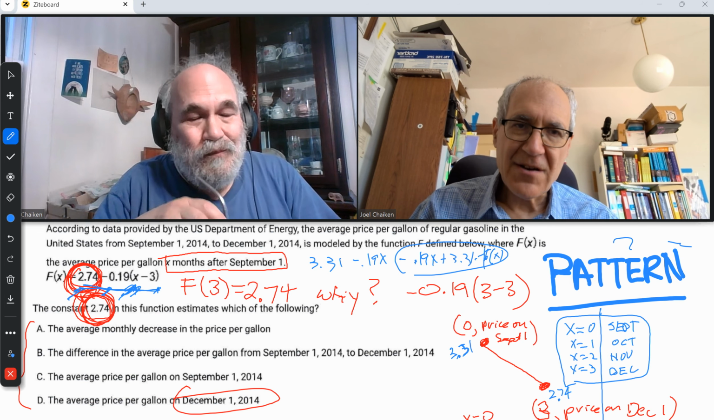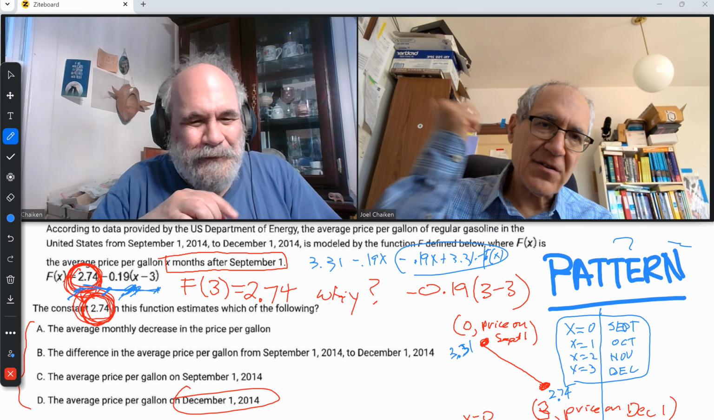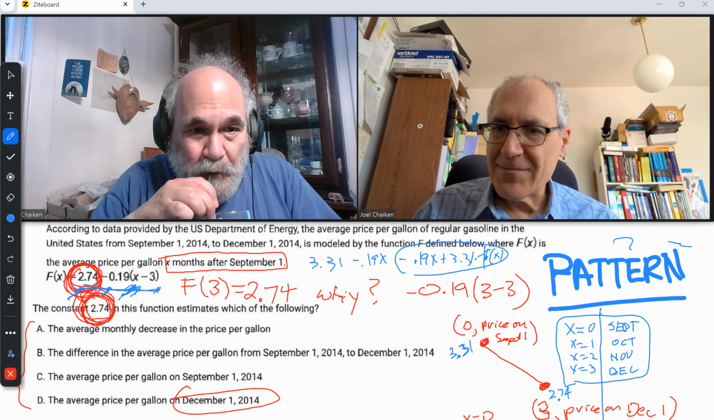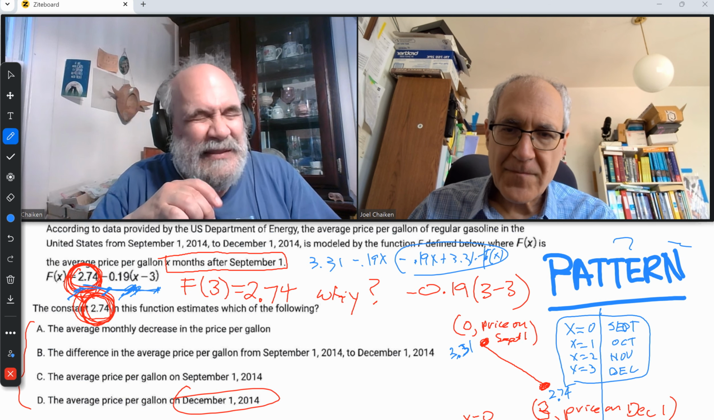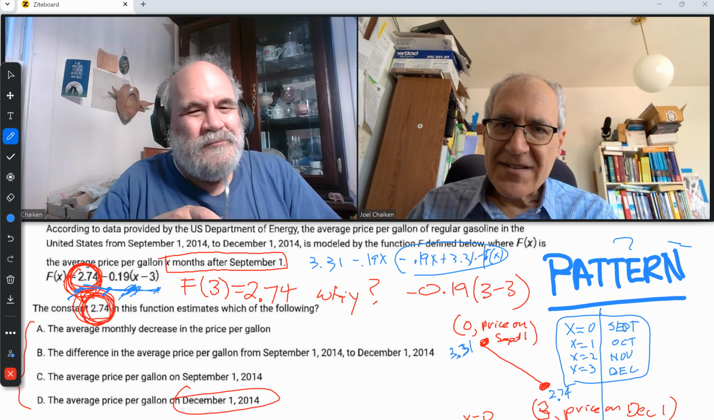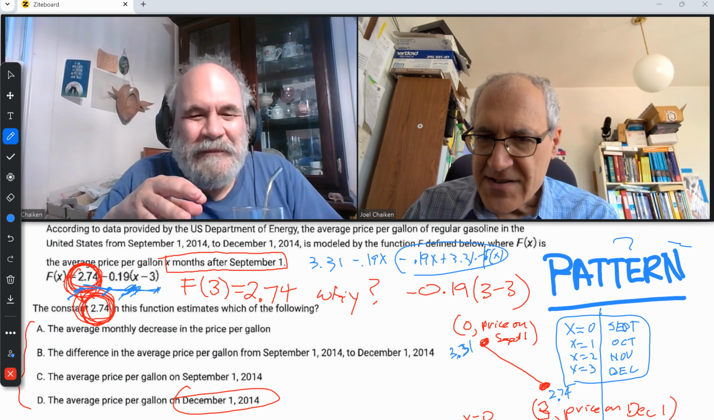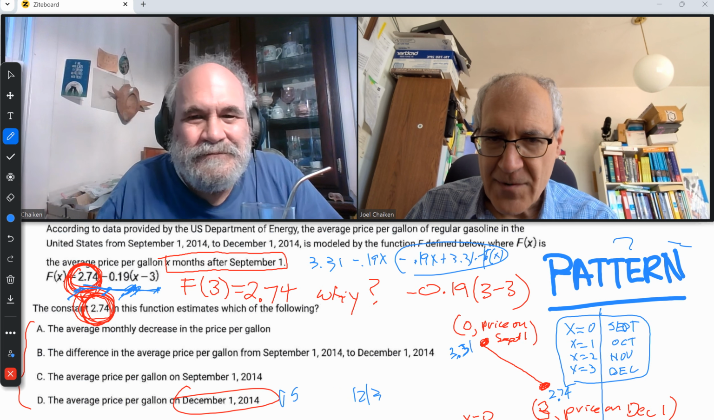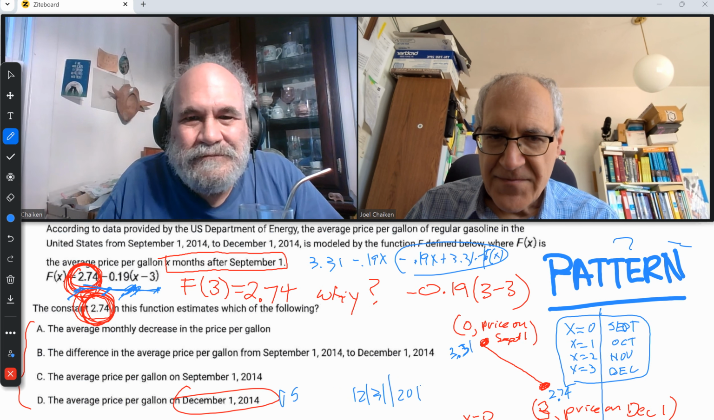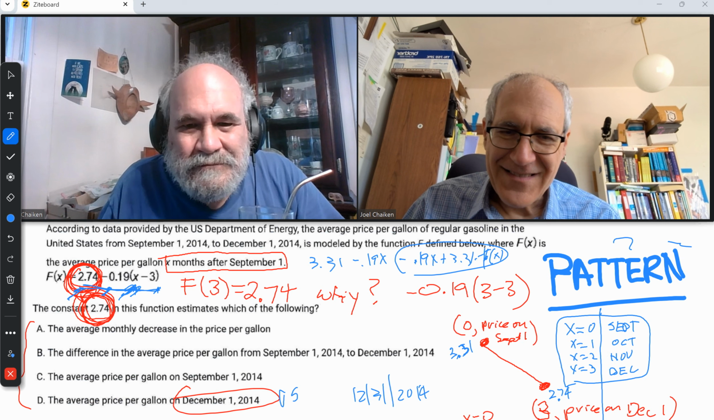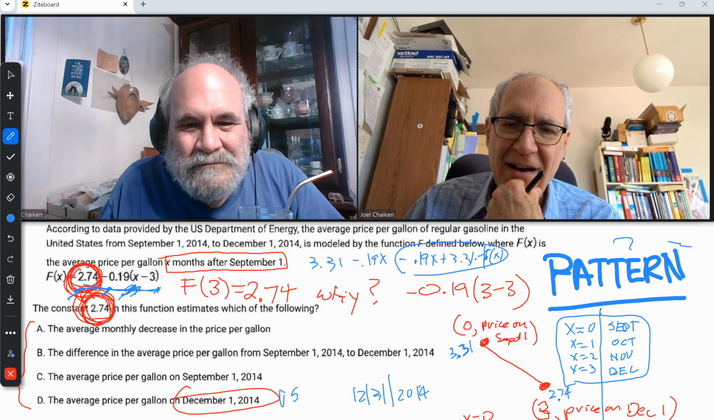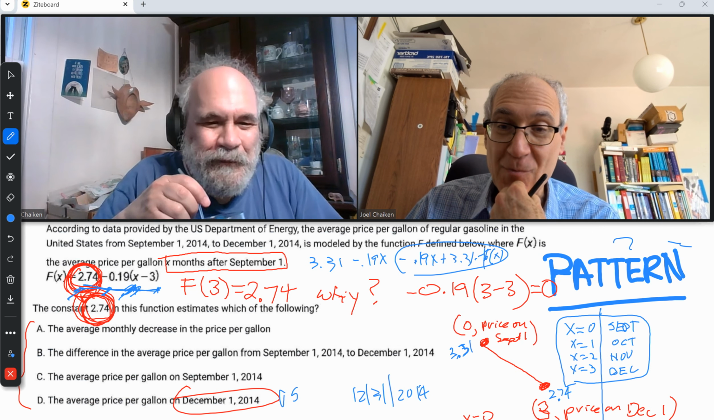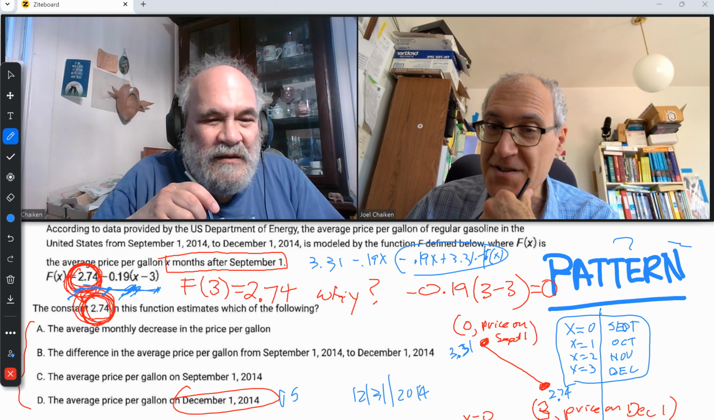Remember, September is 0, October is 1, November is 2, December is 3. But there are different ways to do it. I'm really interested to see how they do it. So thank God they didn't say the average price on December 31st versus the average price on 12/31. I guess that's too complicated for me to even think about right now. But if there was a choice between December 1st or December 31st, which one is right? Or we can't really tell.